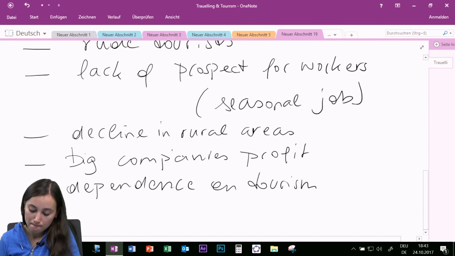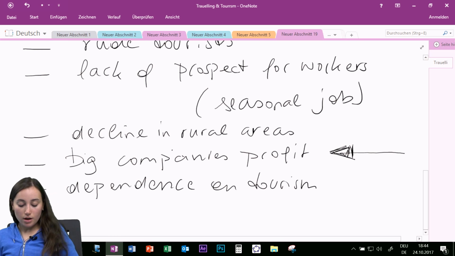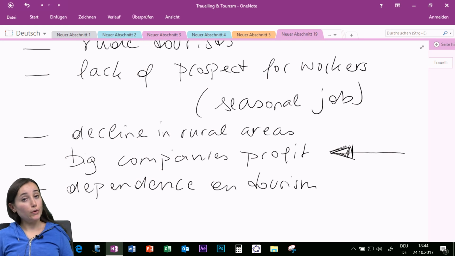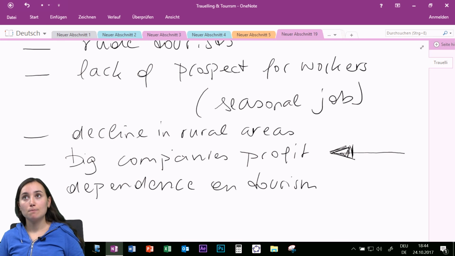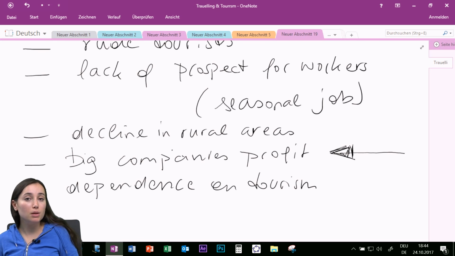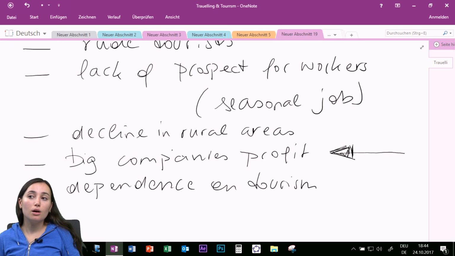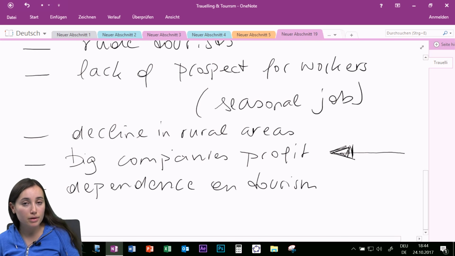And I think you could connect it with the argument big companies profit a lot. So you could say that whereas tourism creates a lot of money and income for the people living there, big companies profit the most.